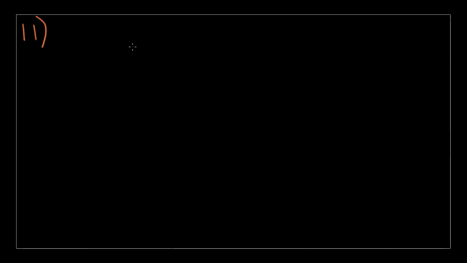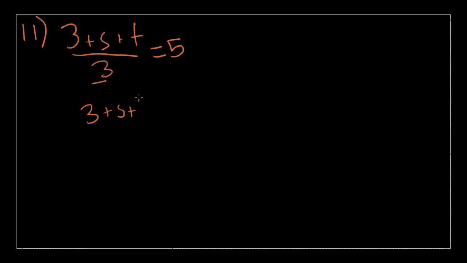Okay, so the average of 3, s, and t is 5. So 3 plus s plus t, divided by 3, because the average is the sum of all the terms divided by the number of terms. This is equal to 5. So let's multiply 3 on both sides to get rid of this 3. So 3 times (3 plus s plus t) divided by 3 will cancel out the 3. So it's 3 plus s plus t is equal to 5 times 3, which is 15. So now we subtract 3 from both sides. s plus t is equal to 12. And that's our answer. We don't need to go any further than that. That's choice E.